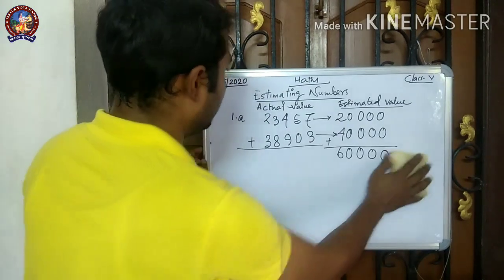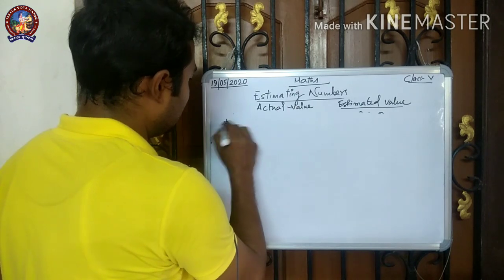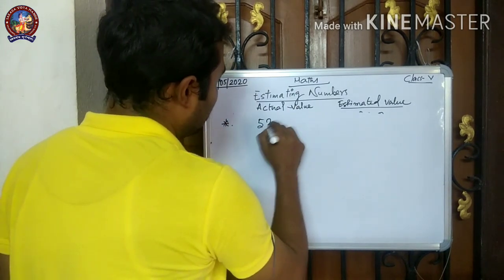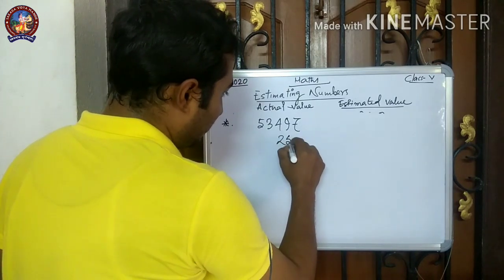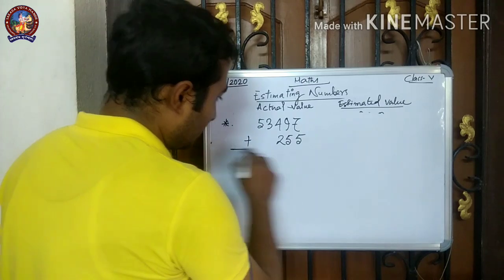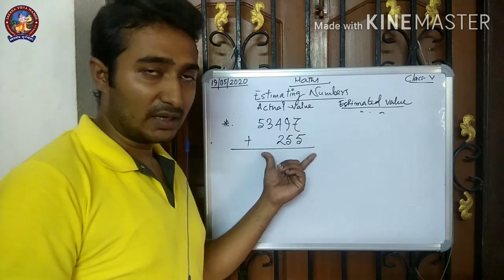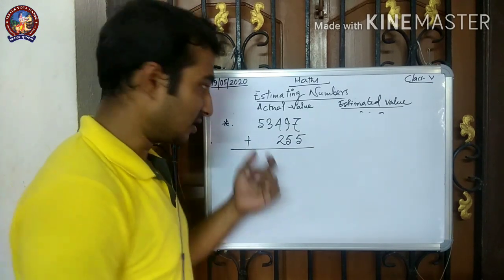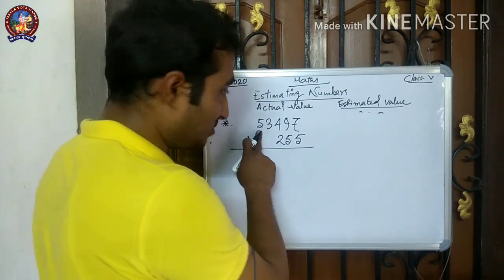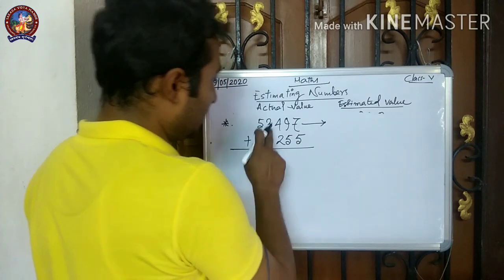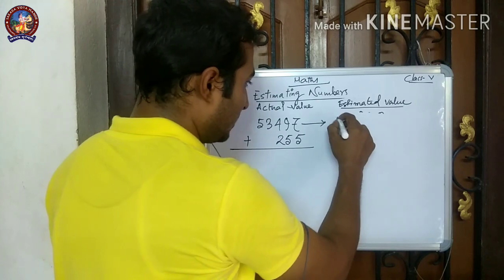But what will you do if we have two numbers with different numbers of digits? Like, take an example. Suppose 53,497, and we have to add 255. Then what should we do? Here also we will round off each number to its highest place value. So the highest place value of the first is 5, in the 10,000 position. After estimating, the next digit is less than 5, so no 1 will be added here, so it will remain 50,000.